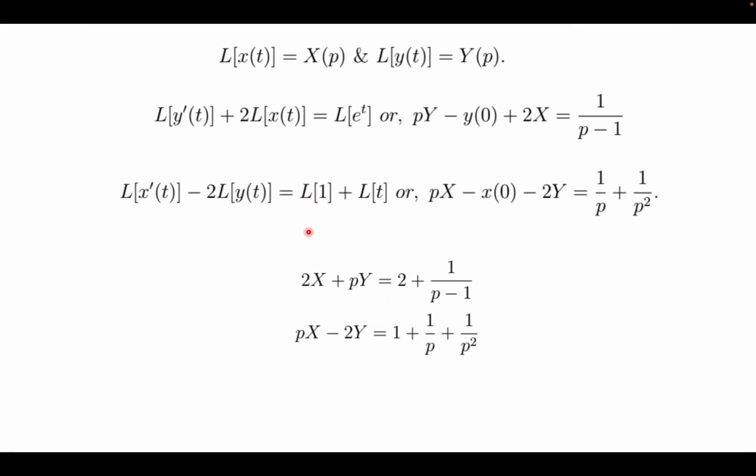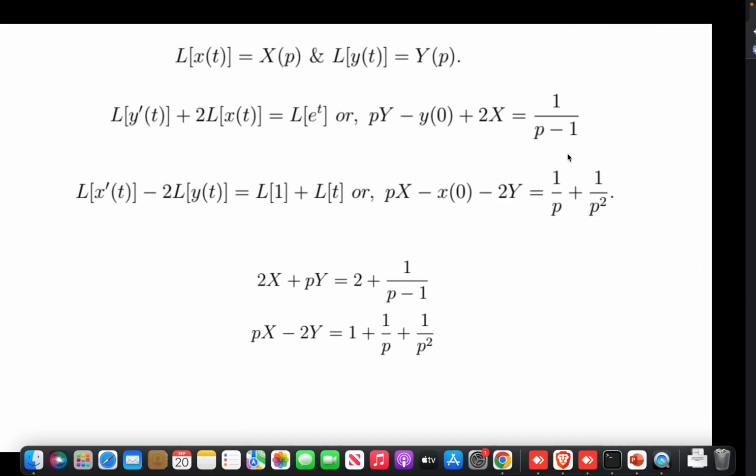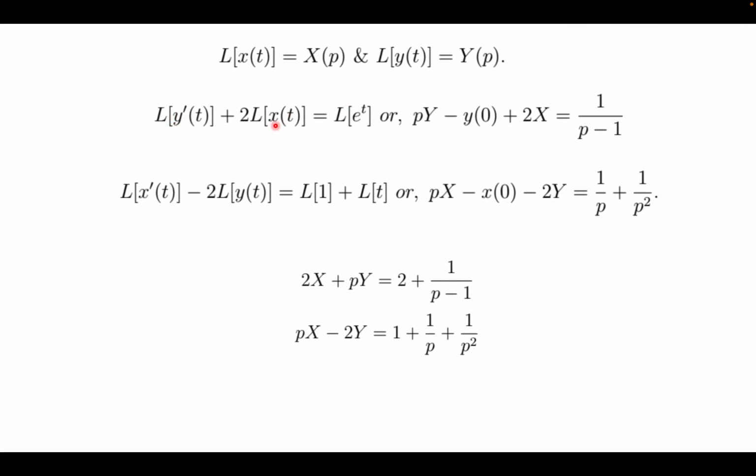Here I can again use the properties of the derivative. So I am using p Y of p minus y of 0 plus 2X is equal to 1 upon p minus 1, because if I take the Laplace transform of these functions, I will get this equation, right? I have assumed the Laplace transform of y dash t is nothing but p Y of p minus y of 0, so I have pY minus y of 0 plus 2X is equal to 1 upon p minus 1.